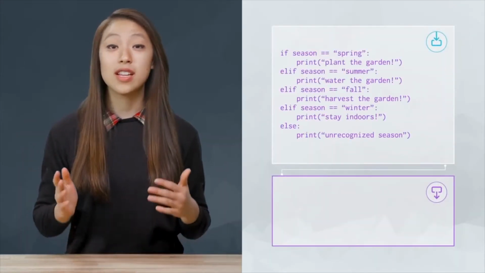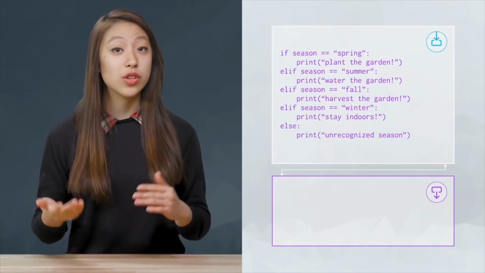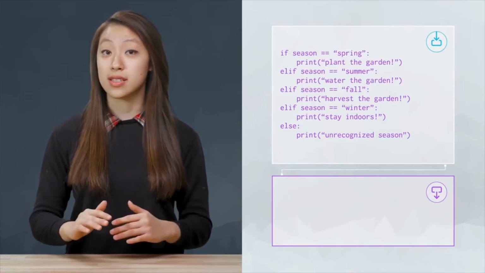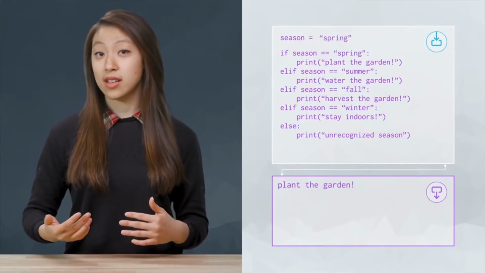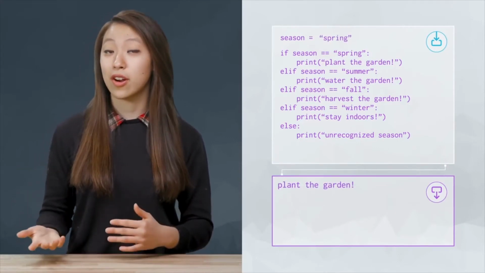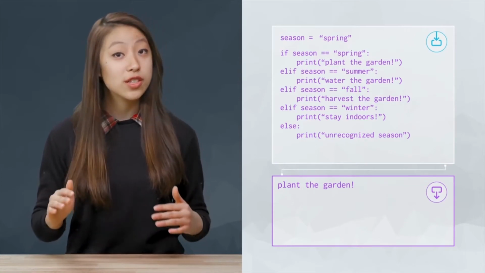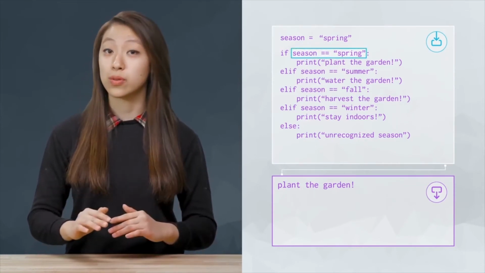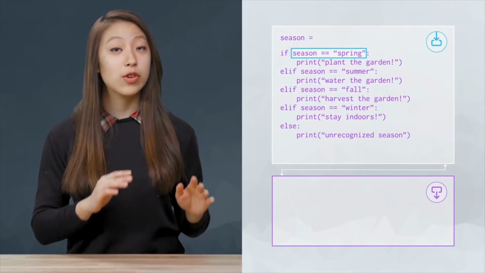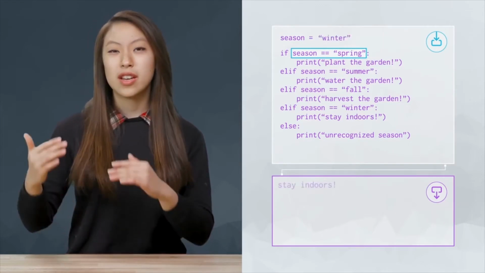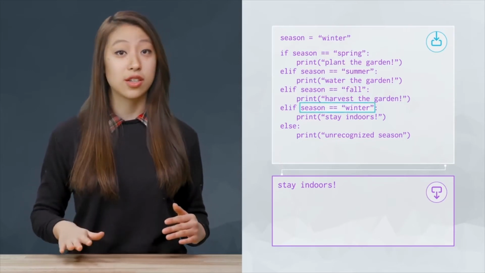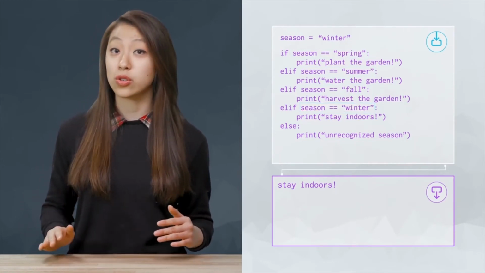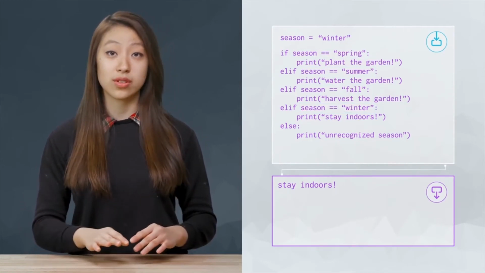For example, let's say we wanted to print what to do with the garden based on the current season. If we set season equal to spring, like this, then we can see that plant the garden is printed, as this first condition evaluates to true. Alternatively, if we set season to winter, then each of these conditions will evaluate to false until we hit this condition, which will evaluate as true, and print stay indoors.